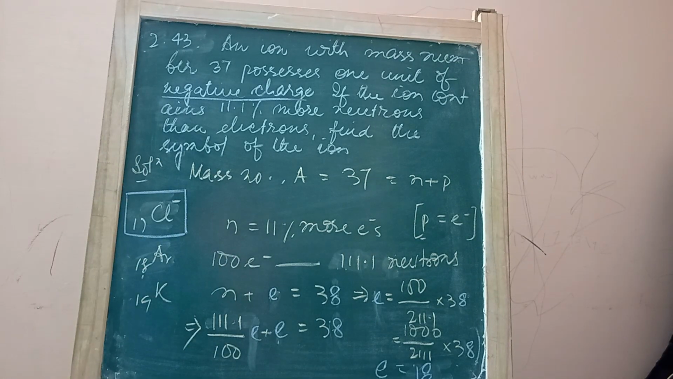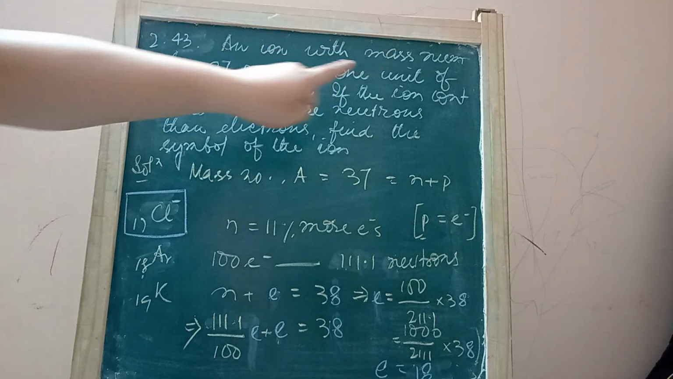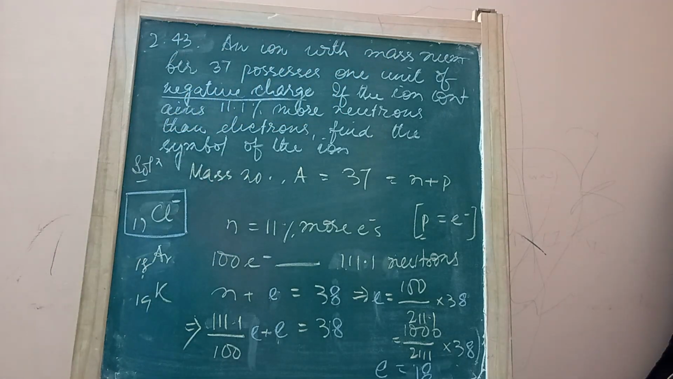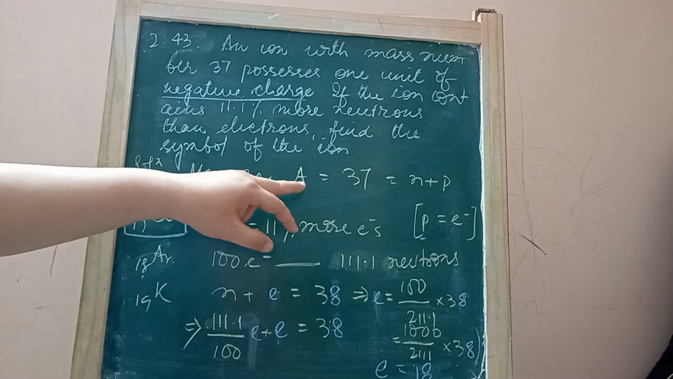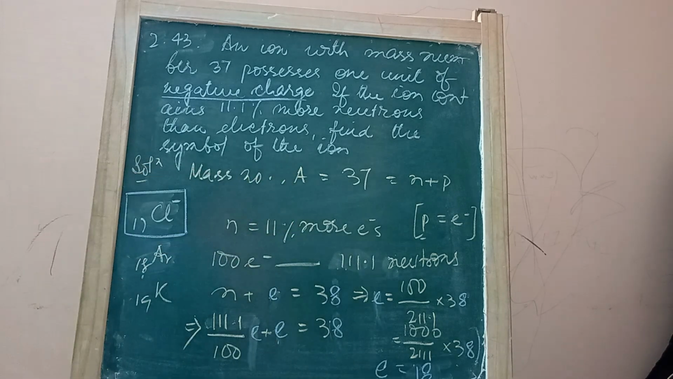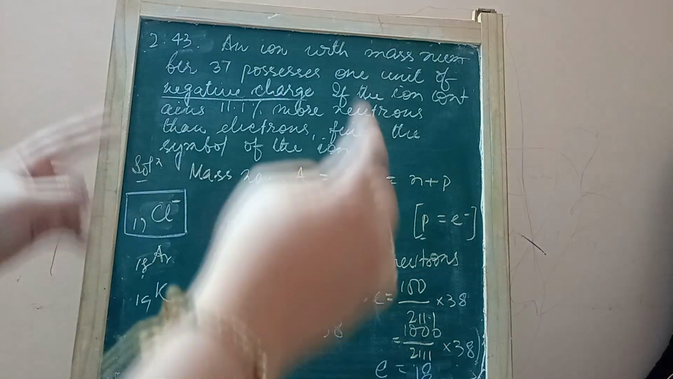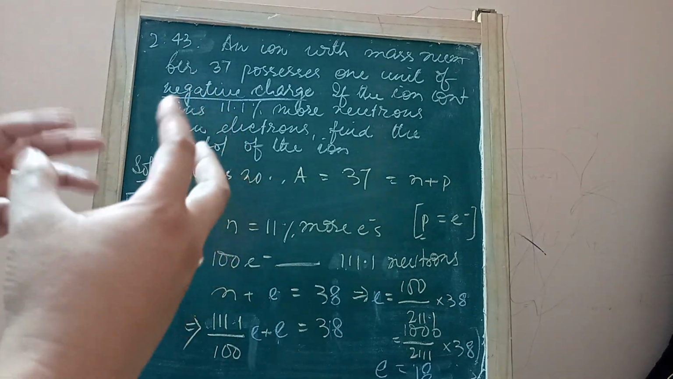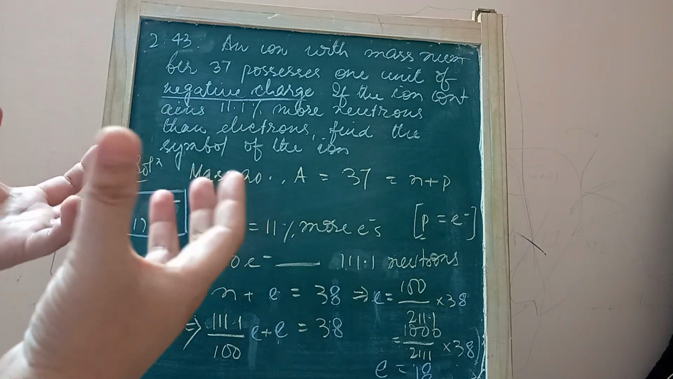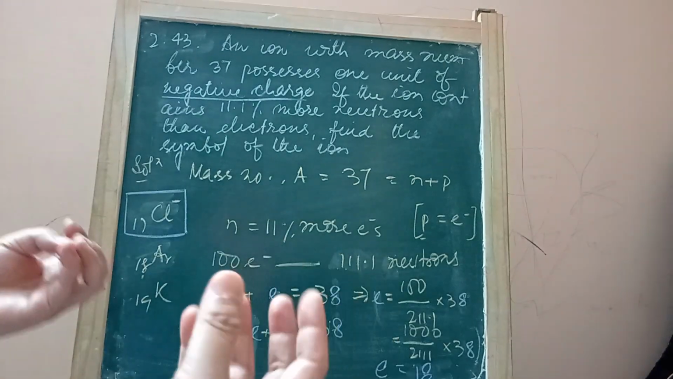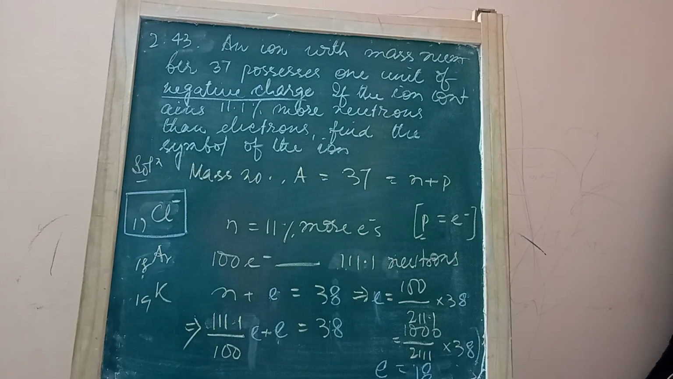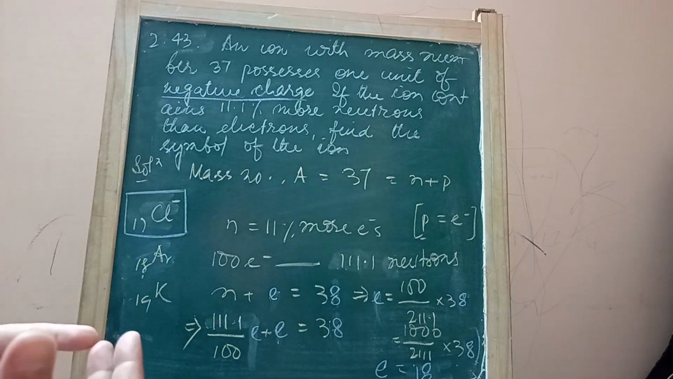Okay. The question is saying that the mass number is 37. So what is mass number? We know that mass number is denoted by the symbol A by convention. And what does mass number mean? In an atom, it's the number of neutrons and protons in the nucleus. Why? Because they are the ones which contribute to the mass of the atom. So this is mass number.